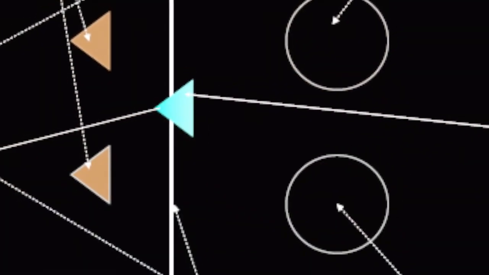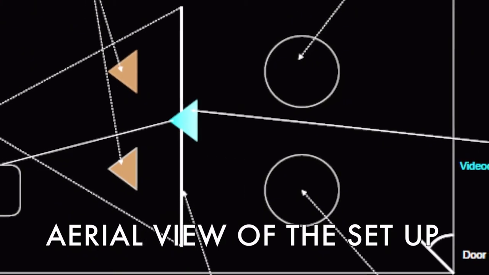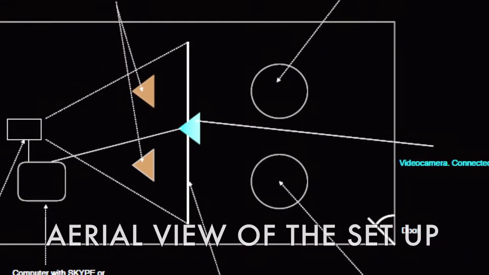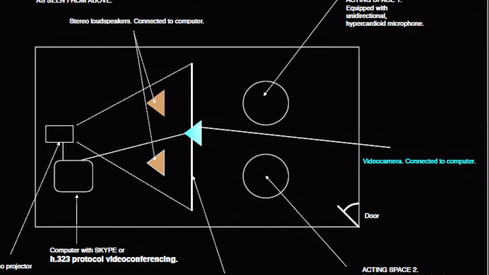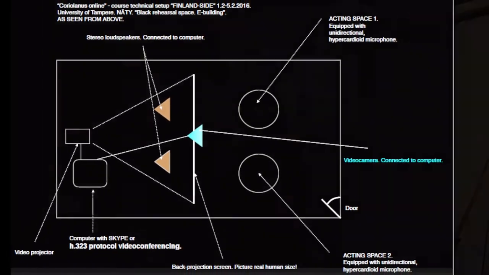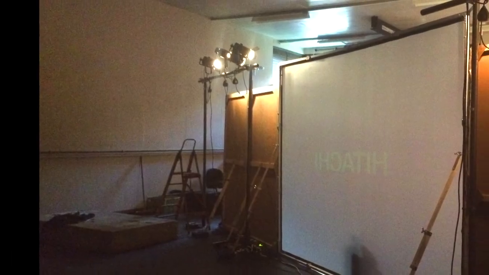The innovation behind it was that although there have been online collaborations before, and people, including the RSC, have used laptops and Skype to rehearse, we blew it up to a major scale, which again created a whole ton of problems that we had to overcome. We used a full-size rear projection screen in both spaces so that the actors were appearing actual size with each other, so each actor was able to look each other in the eye.